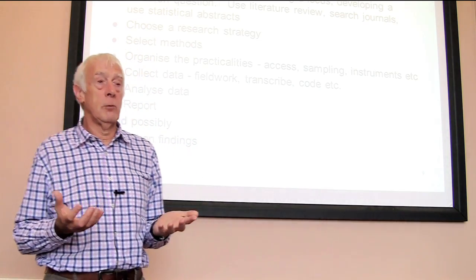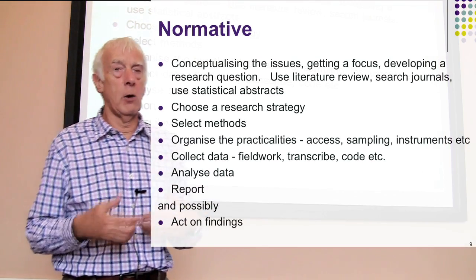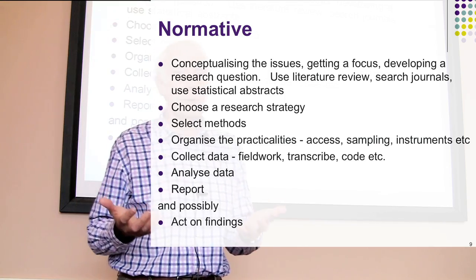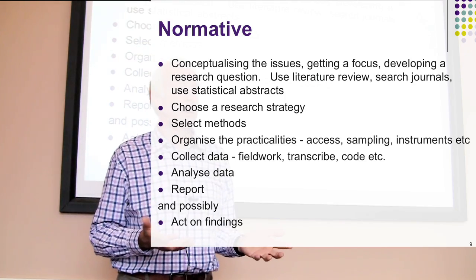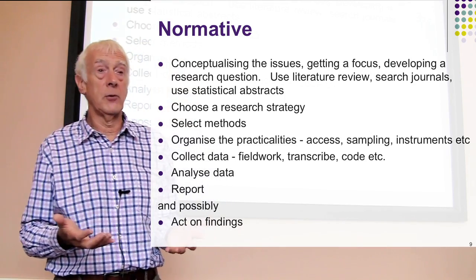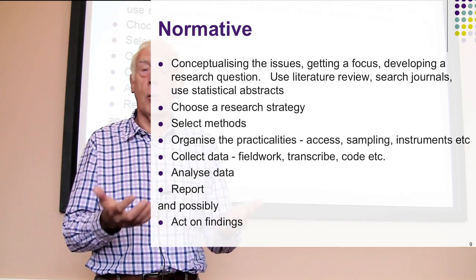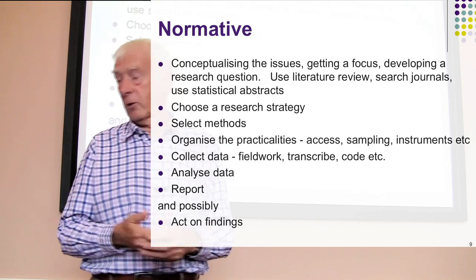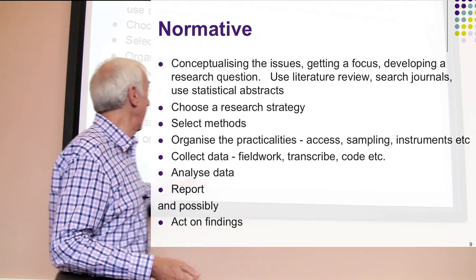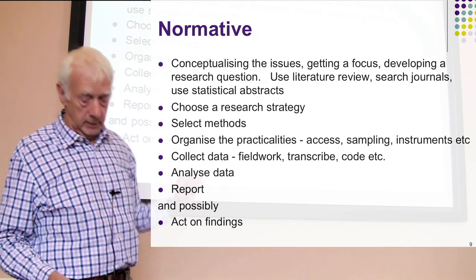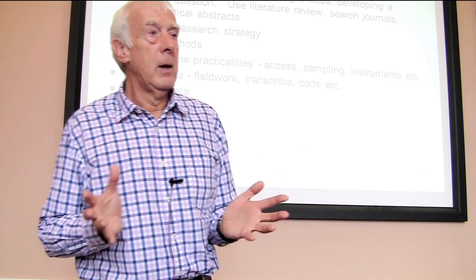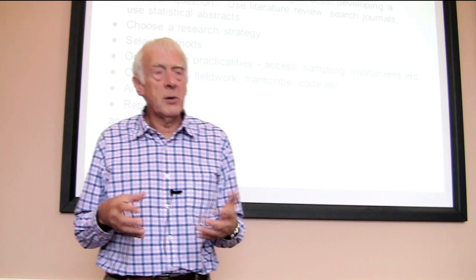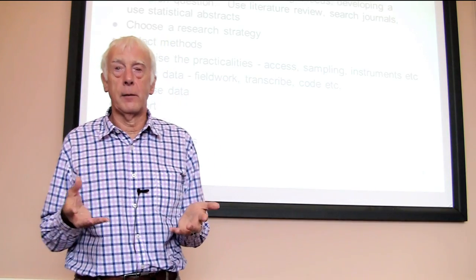And then perhaps you report on it, you publish something, you write it up. If you're doing it for a course, obviously you write up your dissertation or whatever. But if you're doing it in other areas, you might publish the results, or you might write a final report for the people who've paid for your research. And then maybe even at the end, act on the findings. Some researchers don't do that. Some researchers simply publish and that's it. But these days there's a real move to make sure your research makes a difference.